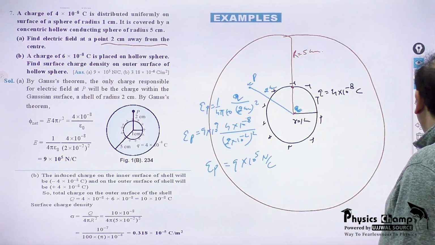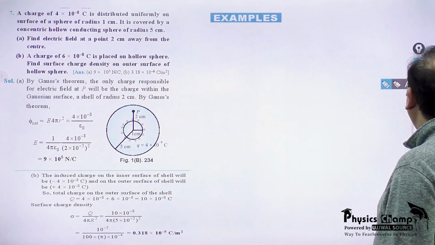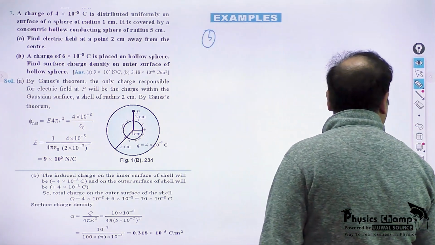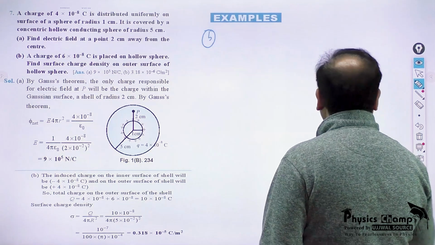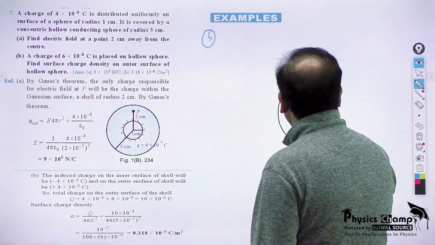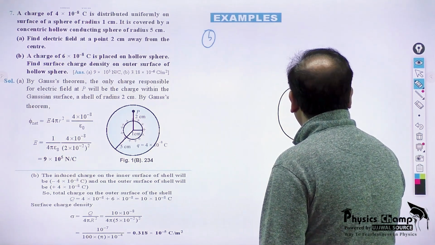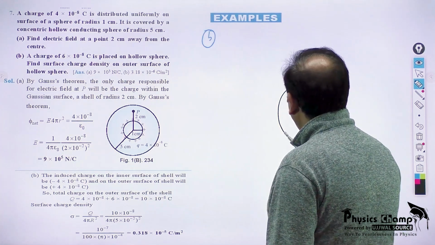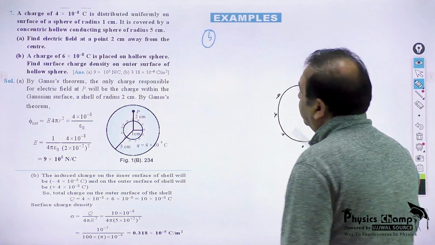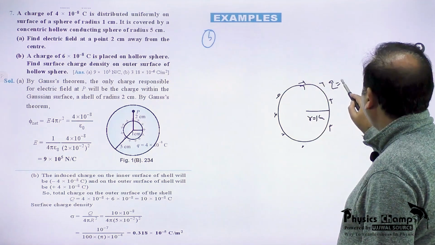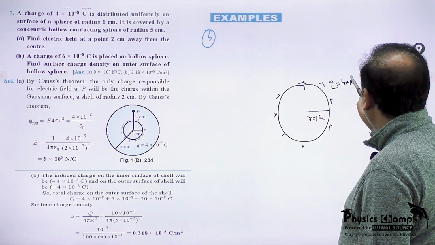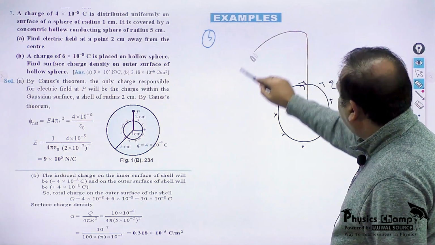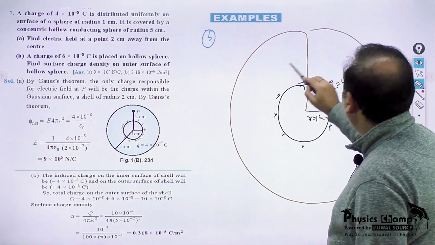Now we again make this arrangement for the second part, for part B. I will again start with the same arrangement. Here we are told there is inner sphere of radius 1 centimeter, and it has a charge on it which is 4 into 10 to the power minus 8 coulomb. And there is another sphere or shell of radius 5 centimeter.